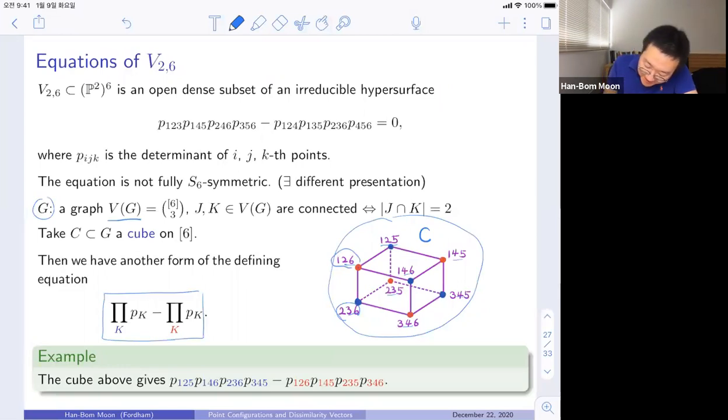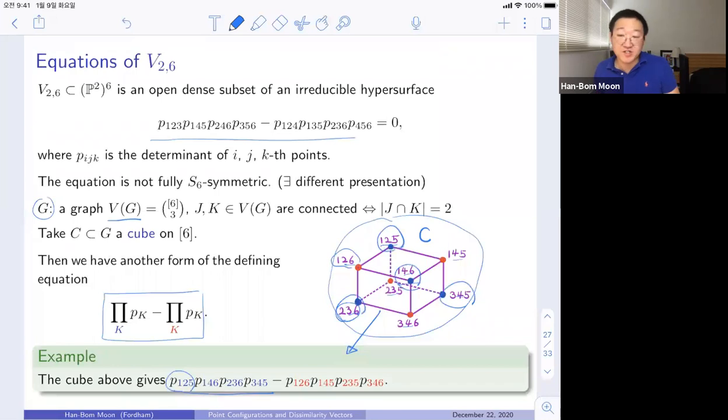One concrete example from this cube is that the first term is the product over blue vertices, P125, P146, etc. The other is from red vertices. This is purely combinatorial, and this is one of the examples of this construction. It is a good exercise to find a cube which provides this presentation.